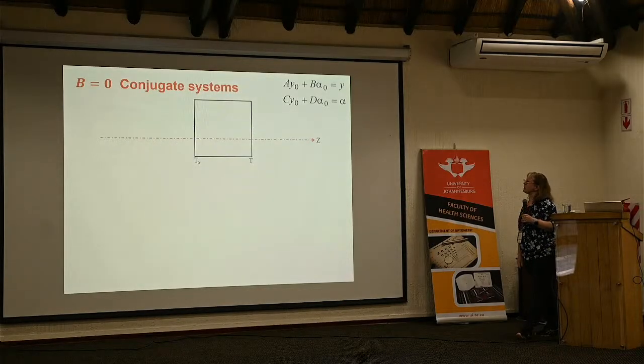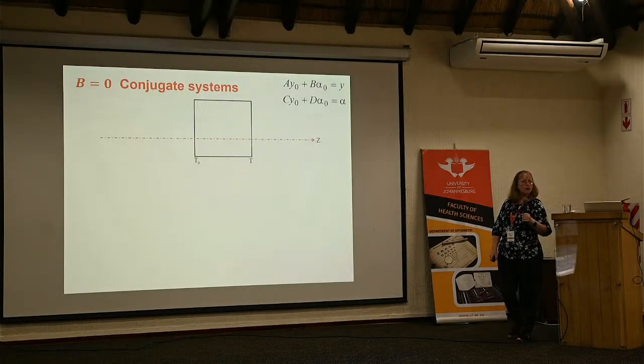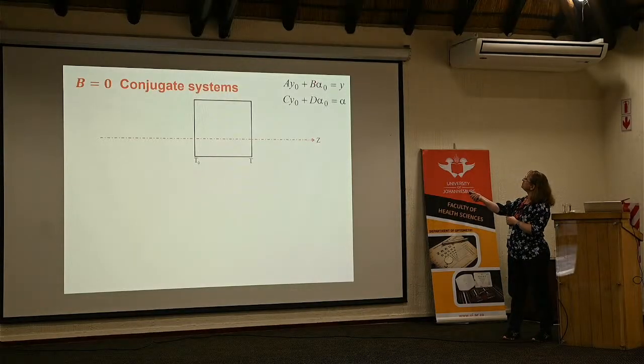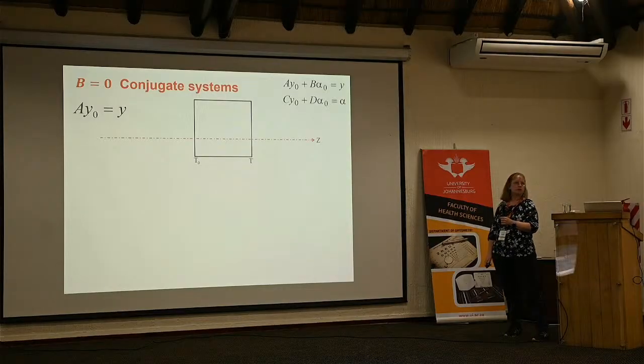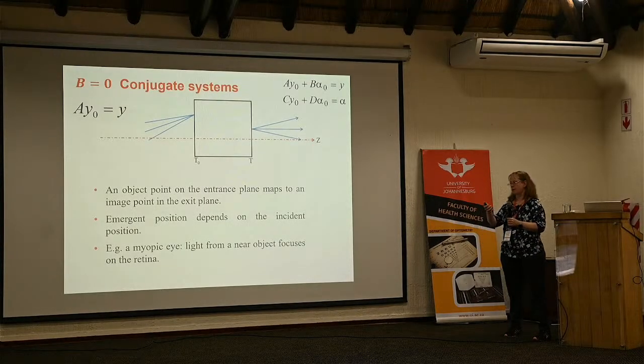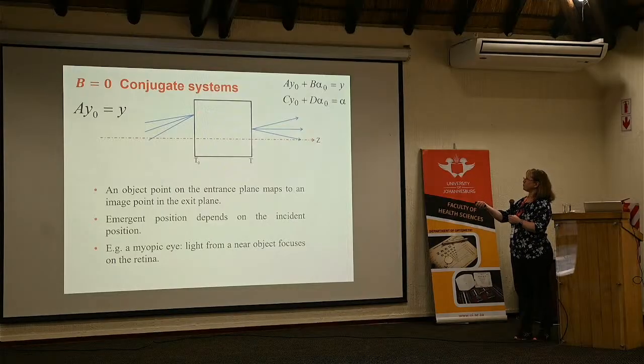Right, let's look at a conjugate system. So if we substitute B equals 0, we're going to get A Y naught equals Y. And if we send our rays through it, we're getting this effect. So all rays that make an object point at the entrance plane will make a focal point at the exit plane. And you can see that it is conjugate.